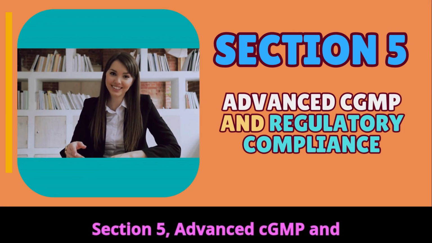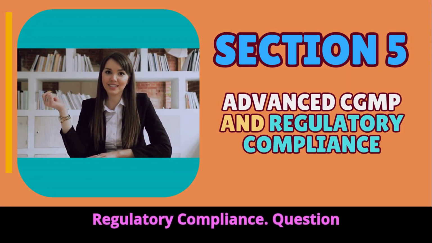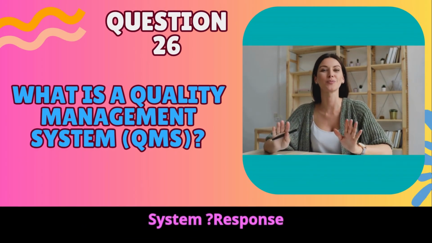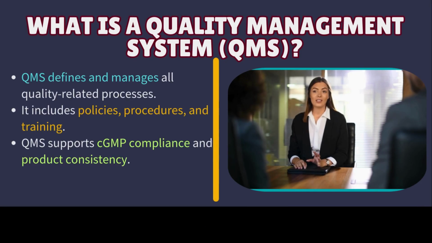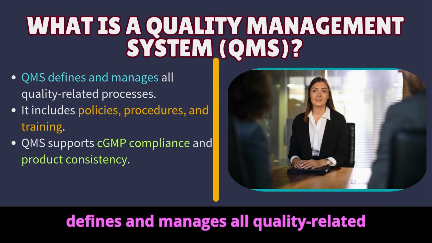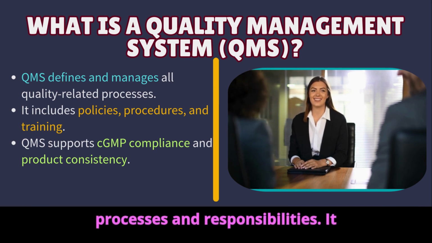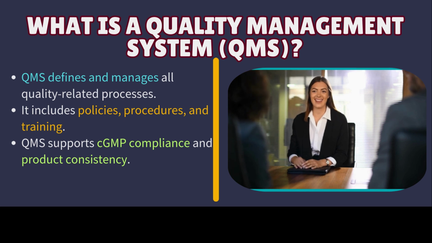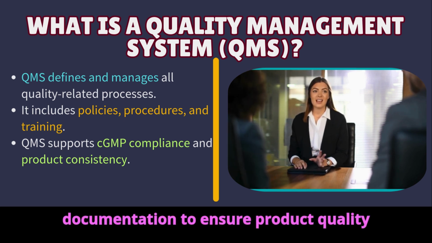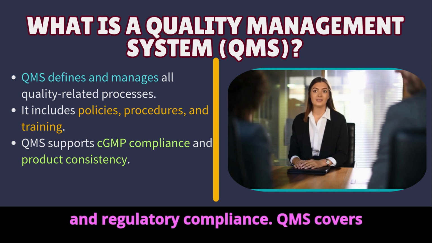Section 5: Advanced cGMP and Regulatory Compliance. Question 26. What is a Quality Management System, QMS? Response. A QMS is an organizational framework that defines and manages all quality-related processes and responsibilities. It includes policies, procedures, and documentation to ensure product quality and regulatory compliance.